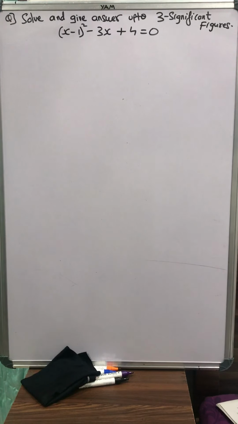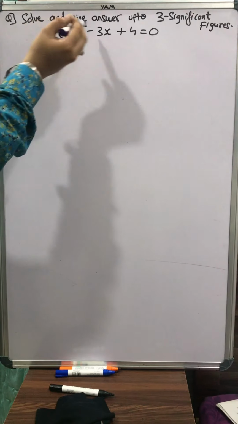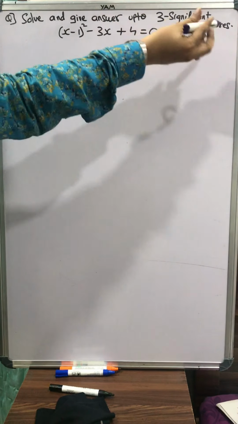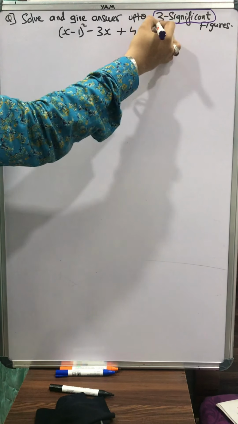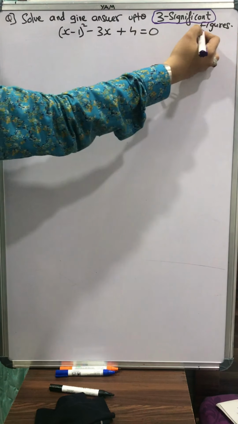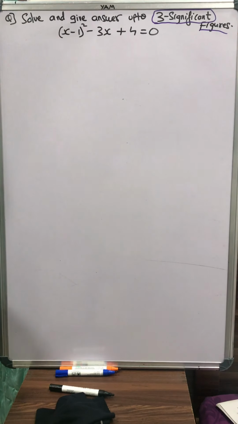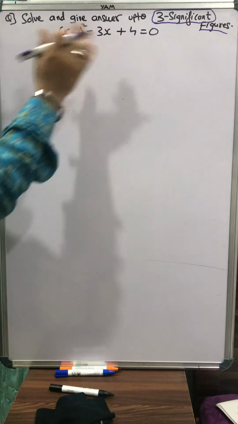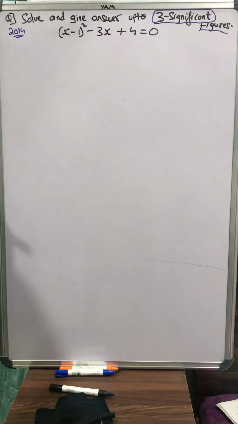The next question on the board, student, is: solve and give the answer up to 3 significant figures. The previous question we saw was of 2 significant figures, and now it deals with 3 significant figures. Remaining all the things are same. It's a quadratic. This question was asked in the year 2014.